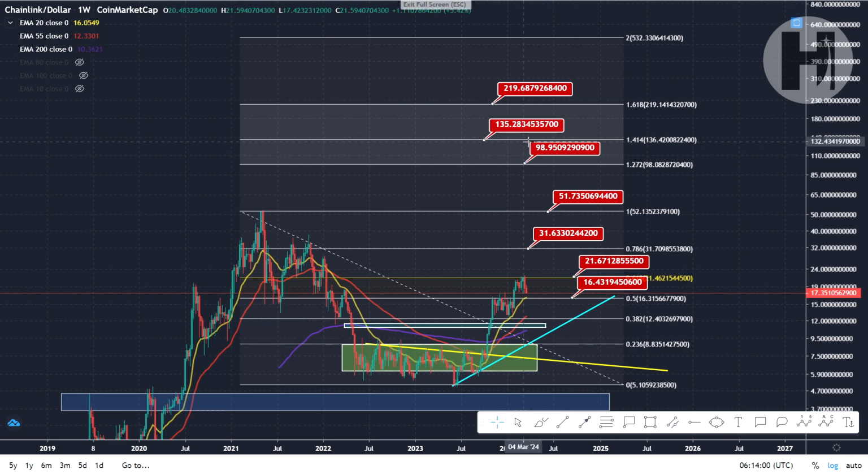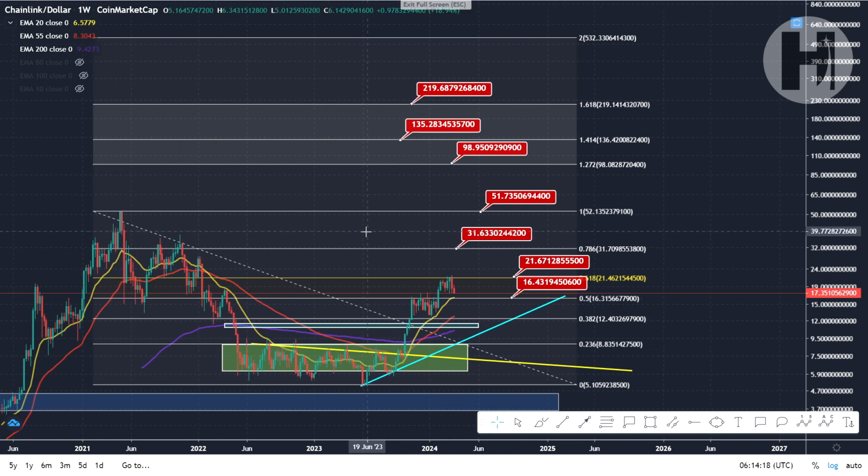From there, we do have another target at the 1.414, which is $136. I don't know, honestly, if we're going to be able to go that high. Chainlink could definitely go that high, but are you willing to sit around with your entire bag until $136? I probably wouldn't be waiting that long.